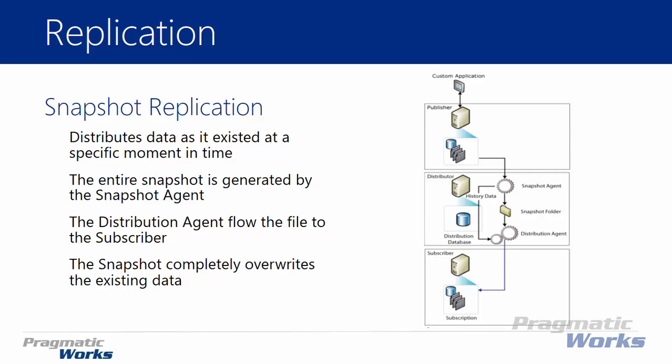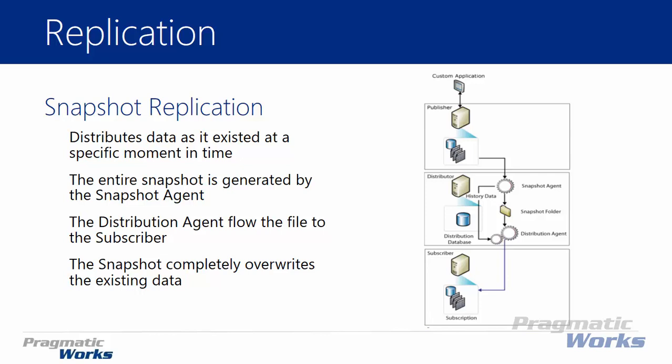An entire snapshot is generated by our snapshot agent. The distribution agent then flows that file to the subscriber. The snapshot completely overwrites the existing data on the subscriber side.